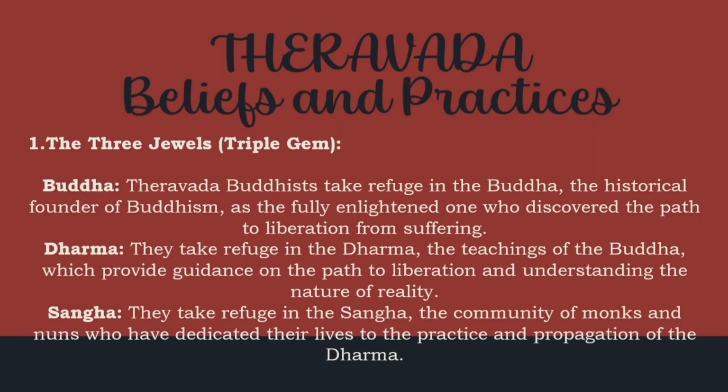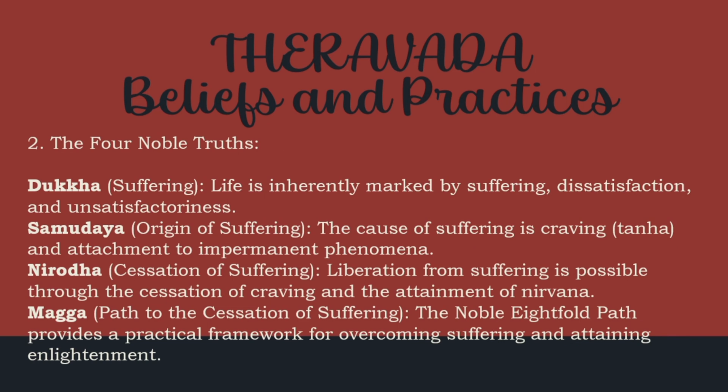Okay. So, let's discuss the Theravada beliefs and practices, the three jewels, the triple gem. Buddha, the founder of Buddhism, one who discovered the path to liberation from suffering, si Siddhartha, kino-consider nilang triple gem. The Dharma, they take refuge in the Dharma, which consists of the Eightfold Path. The Sangha, they take refuge in the Sangha, the community of monks and nuns who have dedicated their lives to the practice and propagation of the Dharma. Ito yung kinoconsider as triple gem in Theravada. Beliefs nila yan, or doctrines. Next, the Four Noble Truths, hindi ko na i-expound pa kasi na-discuss na natin kanina.